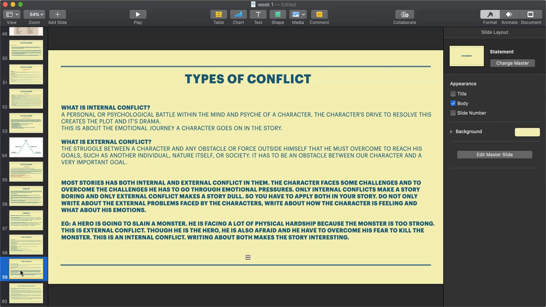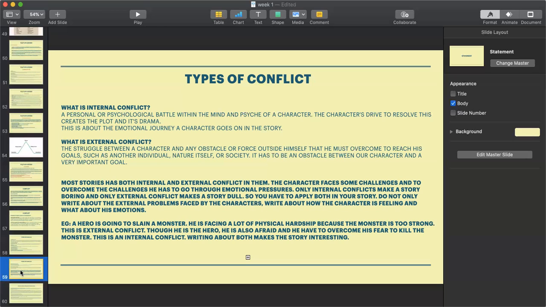So if the character is facing some challenges, and to overcome the challenges he has to go through emotional pressures, right? Your challenge is to climb a mountain. That is the external challenge. Before climbing the mountain, you will think whether you can climb it, whether you are powerful enough, whether you are fit enough, what if you just fell down? So you will have these fears. But finally, if you decide to climb, then you will overcome everything. You will be mentally strong. So it's not only about the physical fitness, it's also about your mental preparation.